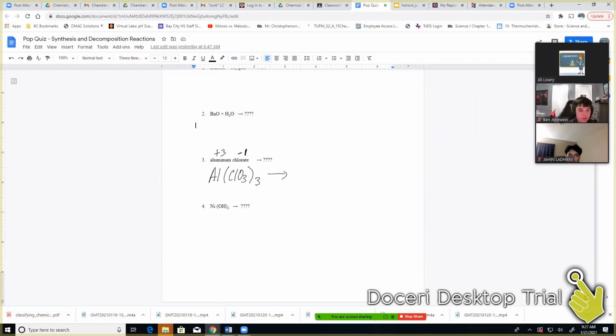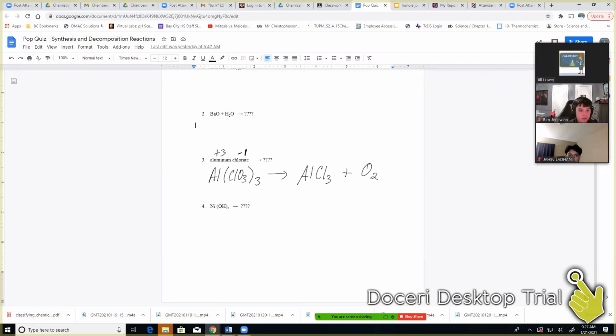And now we're going to go to our decomposition rules. Which one would this one follow? Number 5, perfect. And number 5 says a metal chlorate decomposes into a metal chloride. So my metal in this case is aluminum. So aluminum chloride plus oxygen. And oxygen by itself is diatomic.